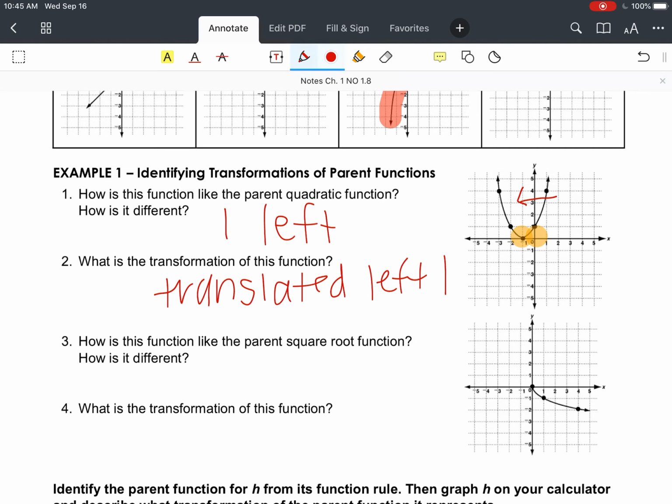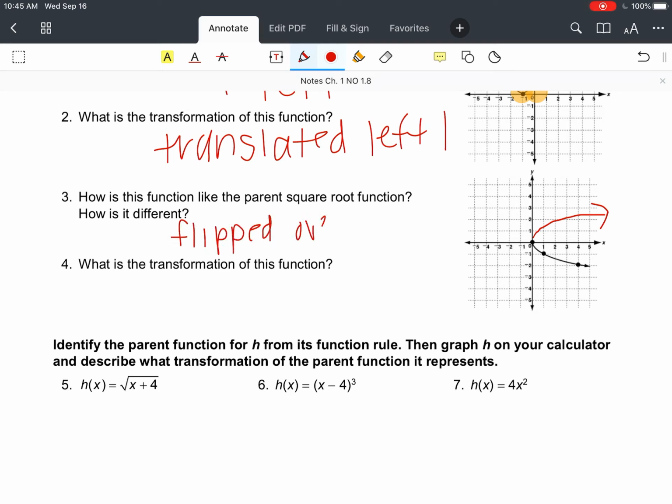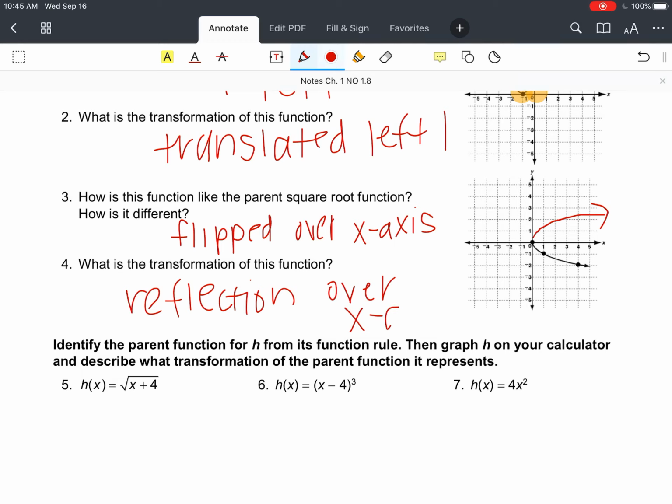Number 3, you should look, this looks a lot like my square root function that I started with. Except now, my original square root function went like this. And this is now flipped over the x-axis. Flipping over the x-axis, the math term for that is called a reflection. You probably remember that from Algebra 1 or geometry. So we just reflected it over the x-axis.